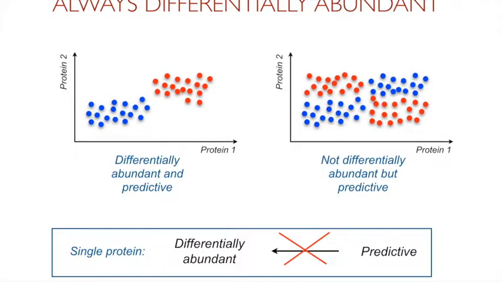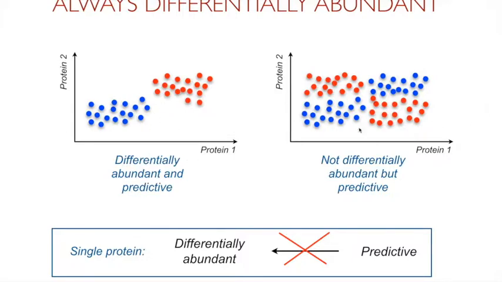And this was the opposite as well. If we have two proteins, so here is a situation where protein 1 has low values for healthy, high values for disease. Protein 2, the same thing, low values for healthy, high values for disease. So we will have small p-values, and we can predict, based on protein abundance, who comes from which group.